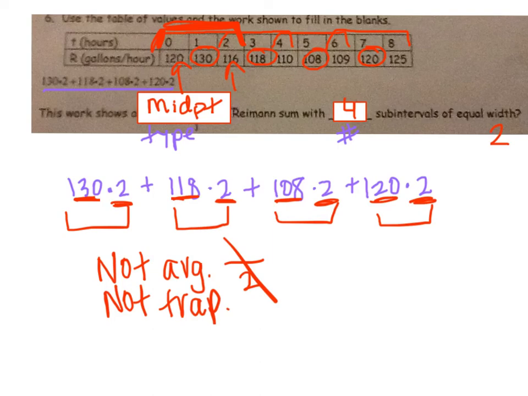So let me change color pen here just to be really clear. Okay, so then my next interval, remember, was from 2 to 4. And 118 was the number for that midpoint, right? Let me change colors again. And you can see it continues. So discuss this with your group and make sure you understand why this is a midpoint and not a trapezoidal, left or right, and why there must be 4 subintervals of equal width.